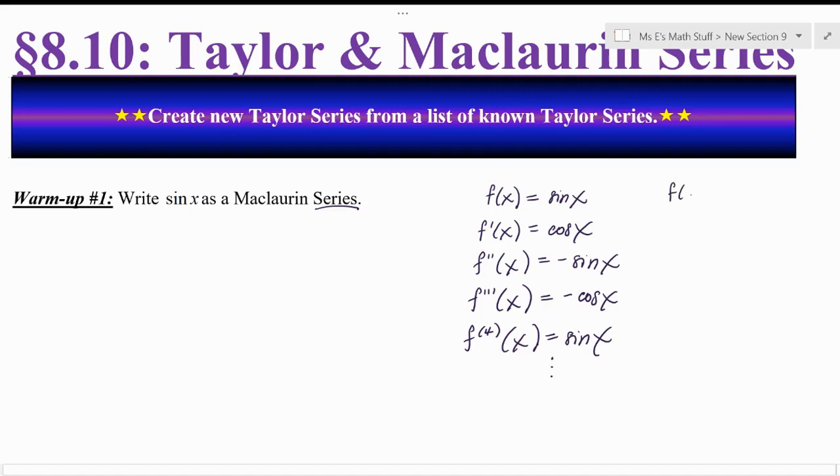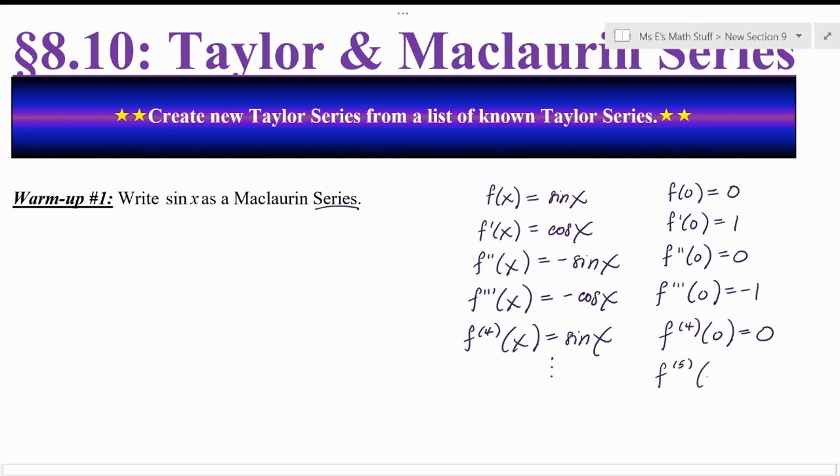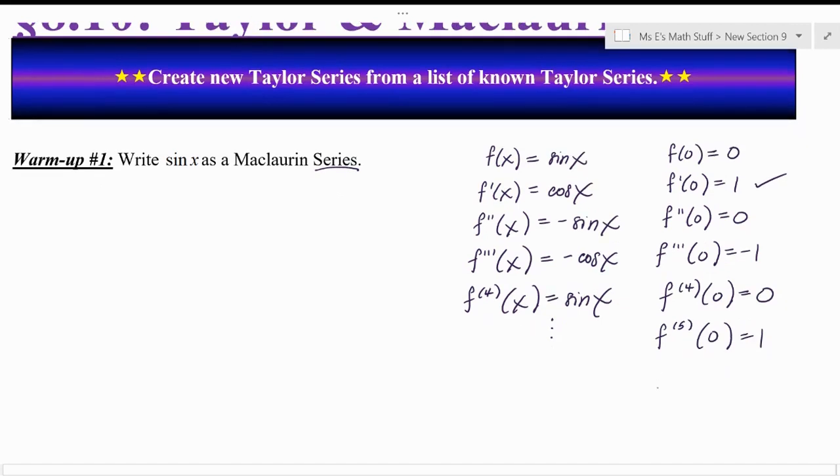So let's get all these evaluated at 0. And then, somebody wanted to know, well, what's the fifth derivative at 0? I would probably say it's 1, just based on the cyclic pattern here. Etc. Okay, so now that we've generated all of these values, now it's just a matter of generating the terms.